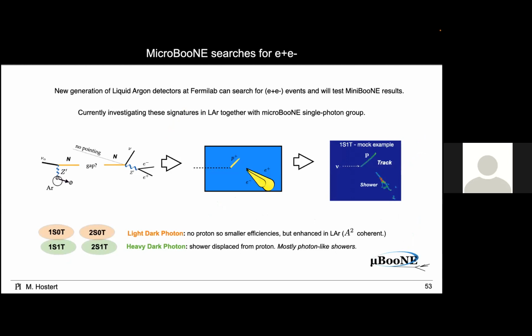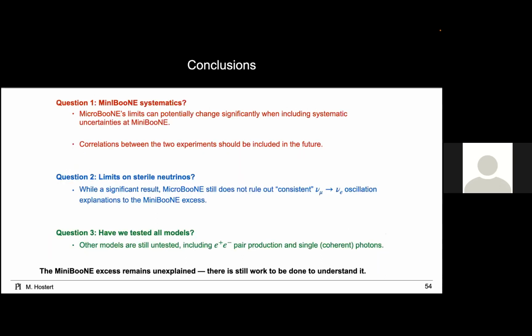And that's just for illustration, what this thing would look like. You could have a proton vertex where you find the position of the neutrino interaction, and then you look for an e+ e- pair displaced from that. If they're overlapping, this thing will look like a single photon shower, but you can also look for final states that have non-overlapping events. And with that, that brings me to my conclusions.